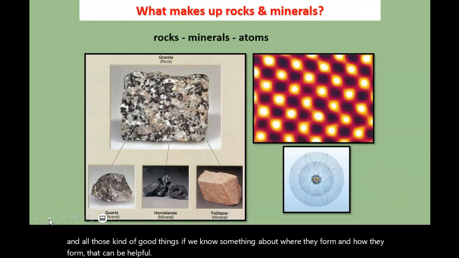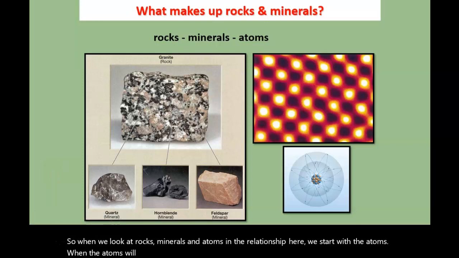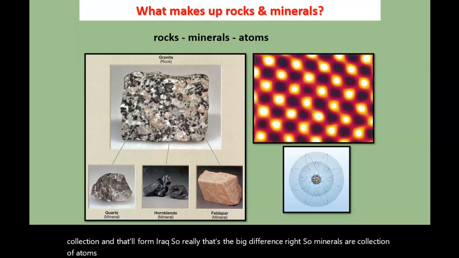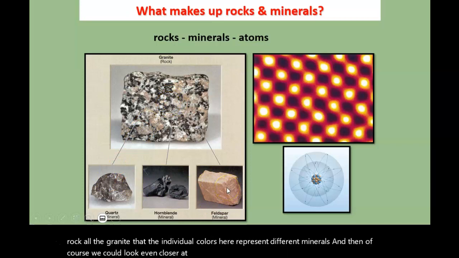So when we look at rocks, minerals, and atoms and the relationship here, we start with the atoms. And the atoms will bond together to form different minerals. And then the minerals will be a collection, and that'll form a rock. So really that's the big difference, right? Minerals are a collection of atoms, and rocks are a collection of minerals, as a very general rule. And you could see with this rock called a granite, that the individual colors here represent different minerals. And then, of course, we could look even closer at these minerals and see they're made up of specific atoms that are bonded together.